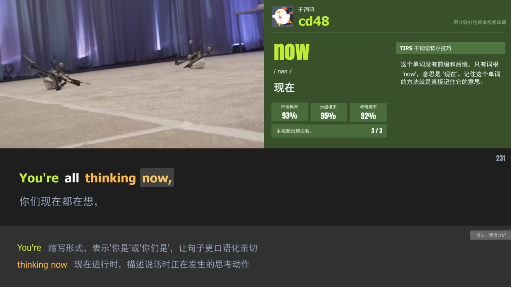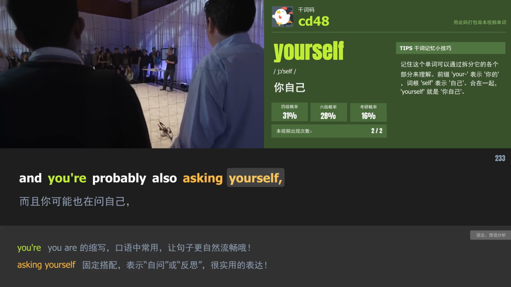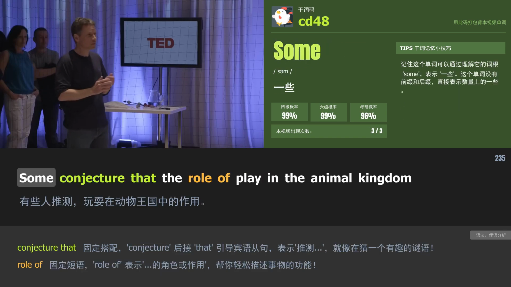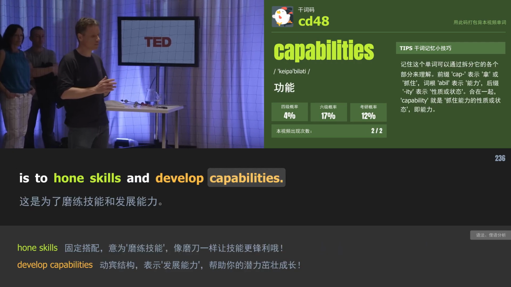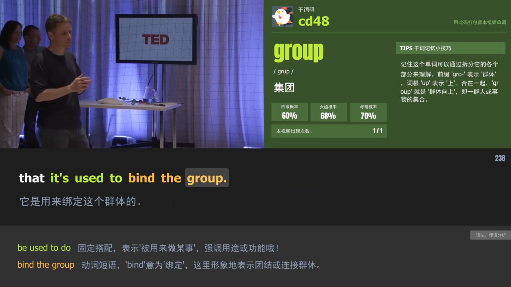You're all thinking now, these guys are having way too much fun. And you're probably also asking yourself, why exactly are they building machine athletes? Some conjecture that the role of play in the animal kingdom is to hone skills and develop capabilities. Others think that it has more of a social role, that it's used to bind the group.